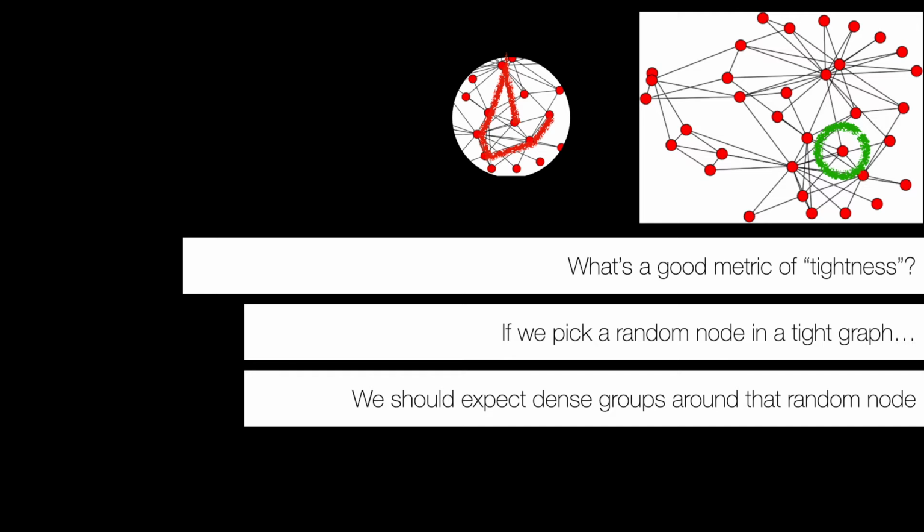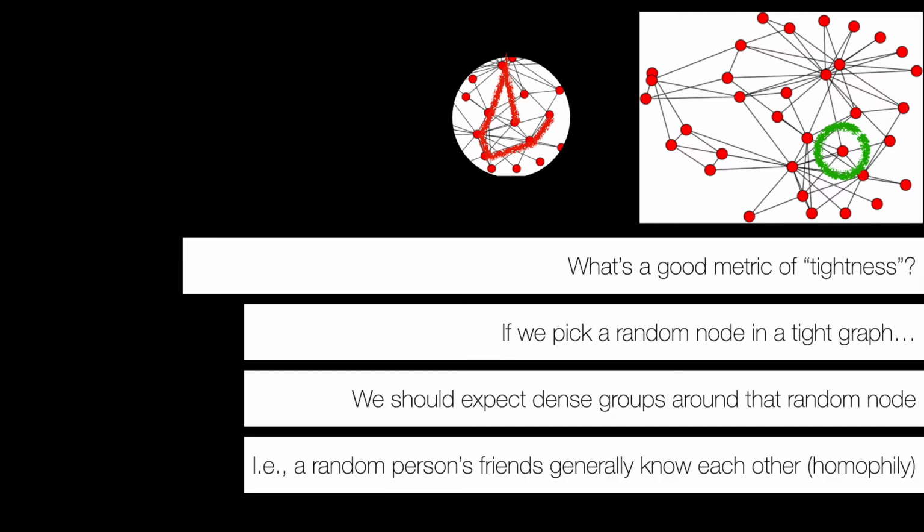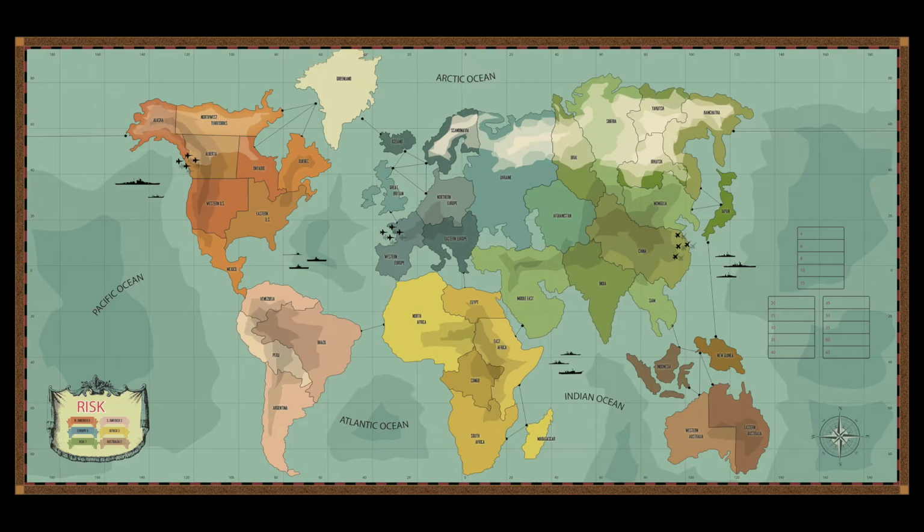This is the idea of the homophily aspect, that all of these people should know each other since they know you, which means that that group, that small subgraph around that random node, should be dense. They should know each other, all these nodes should be connected in some way. So that is, if a random person's friends generally know each other. This is the homophily assumption that we made.